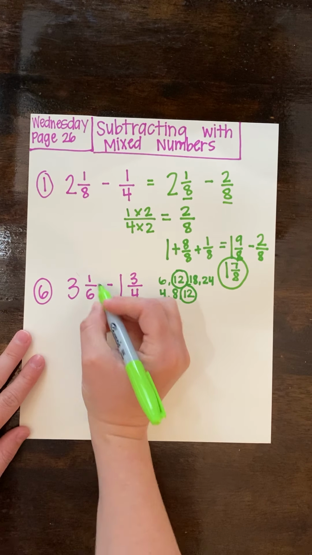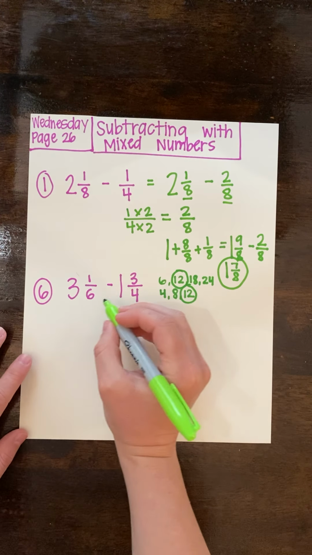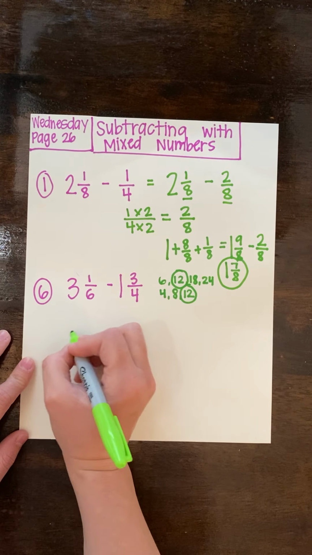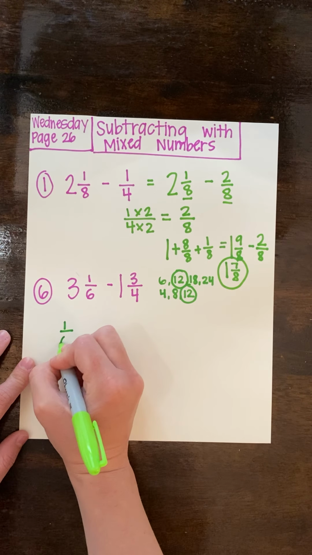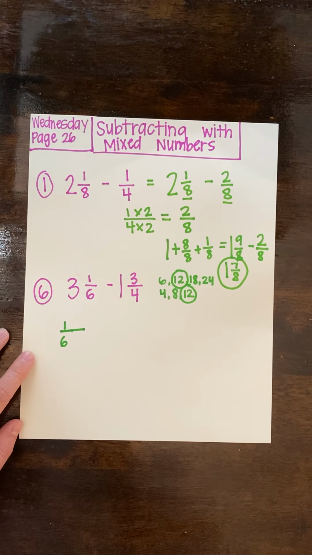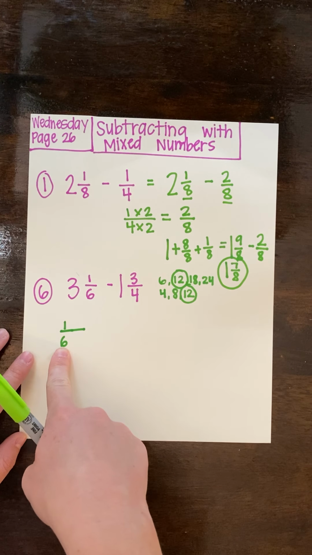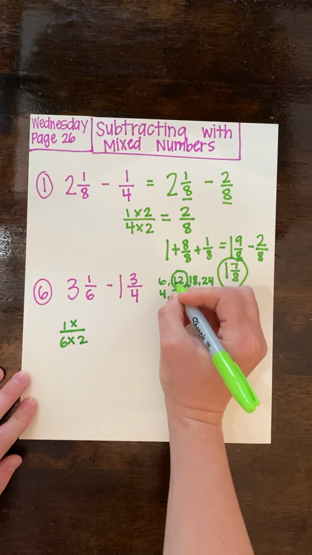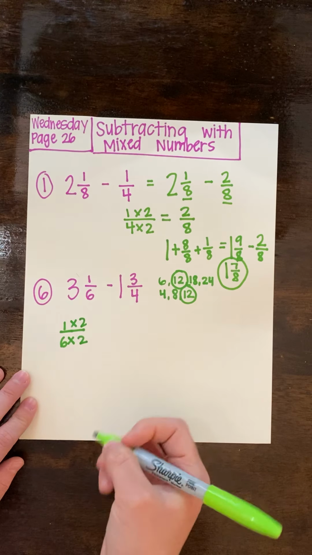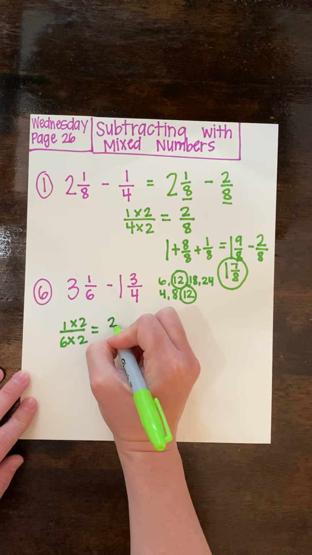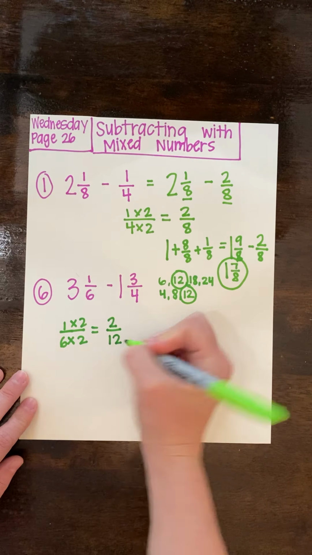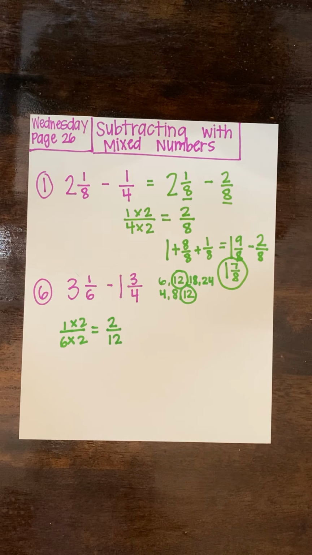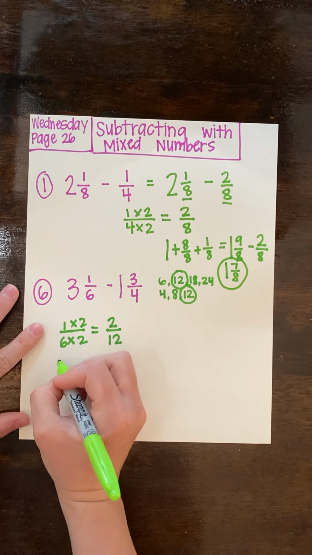So what I'm going to do is take these fractions and multiply them by whatever number it takes to get to 12. So I know I have 1/6 here. I have 3 1/6, but I'm just going to focus on that fraction right now. I'm going to multiply both the 1 and the 6 by 2, because 6 times 2 is 12. So our denominator for each of these is going to be 12. 1 times 2 is 2. 6 times 2 is 12. So my equivalent fraction for 1/6 is going to be 2/12. Now for 4, I have 3/4.